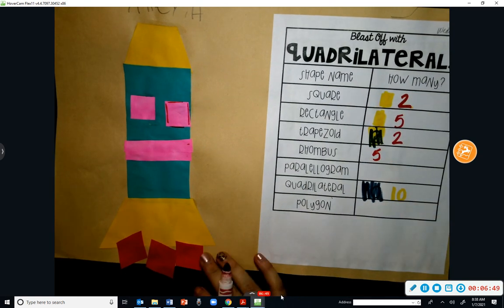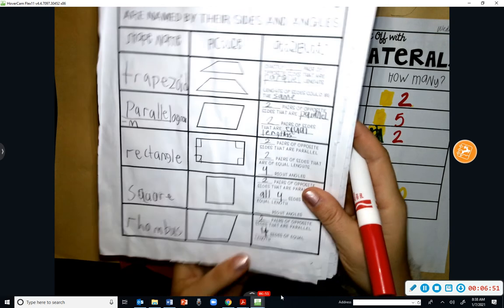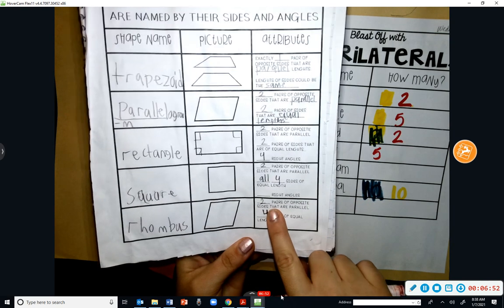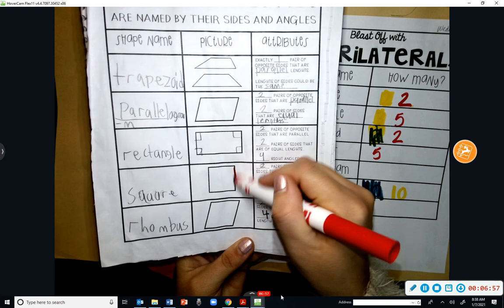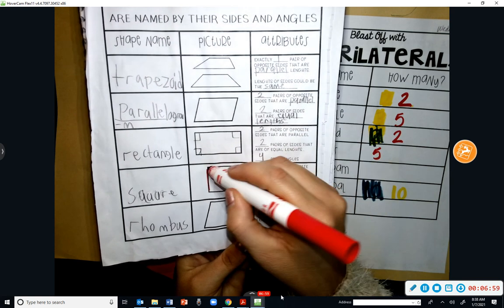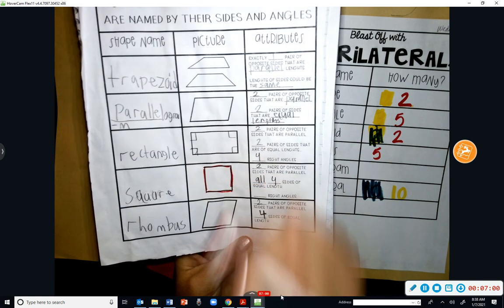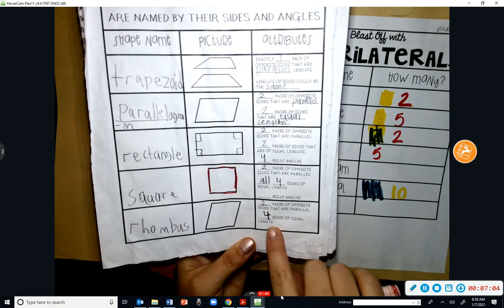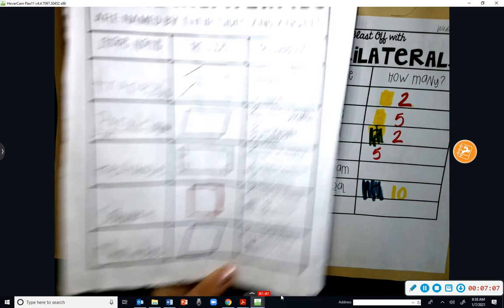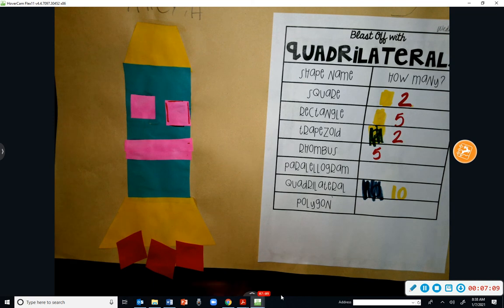Because, like we said, all you need to be a rhombus is 2 pairs of opposite sides that are parallel, which a square does. 1 pair, and then the second pair. Those are parallel. 4 sides of equal length. Well, yes, that's what makes the square special, right? Because all the sides are equal.